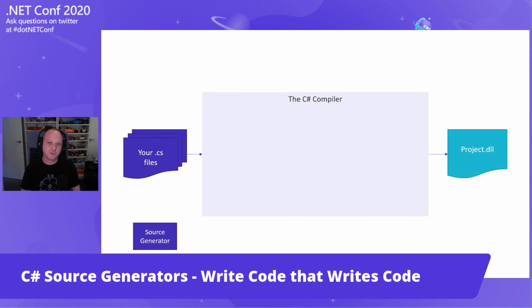This is the highest level view of the C# compiler that you'll get. This is what happens when you compile your code. You have your C# files on the left-hand side, and they get sent into the compiler, and of course we get a DLL out the other end. But what really happens inside the compiler? There are a few different phases.